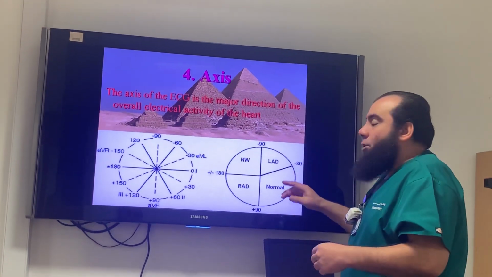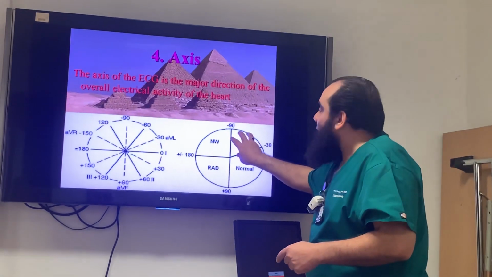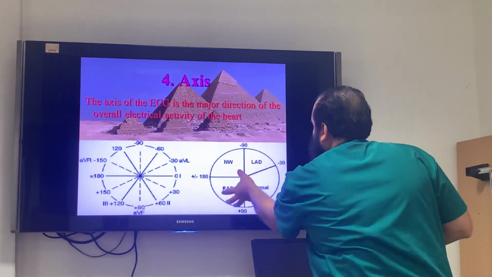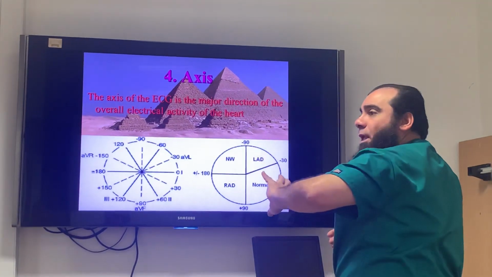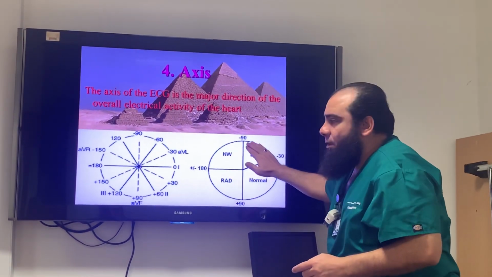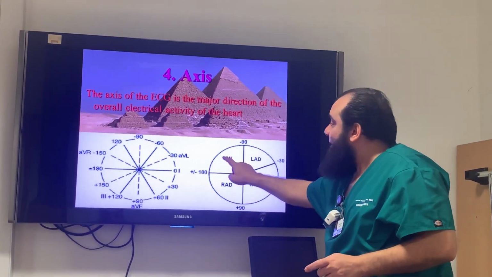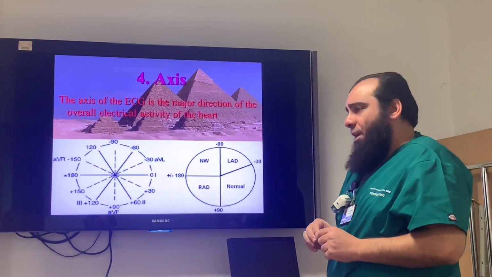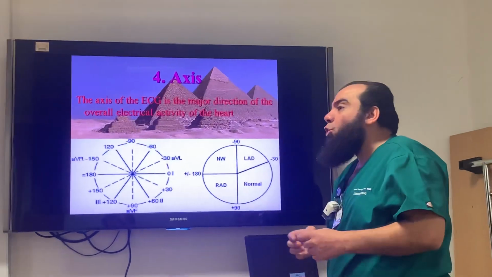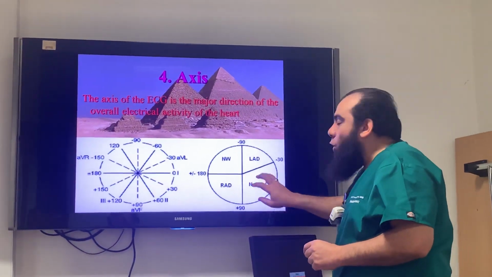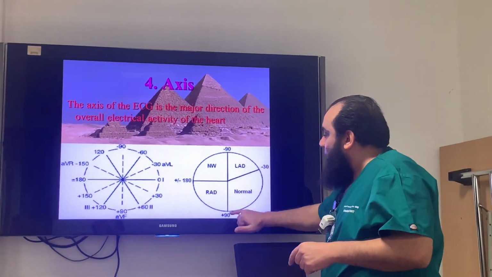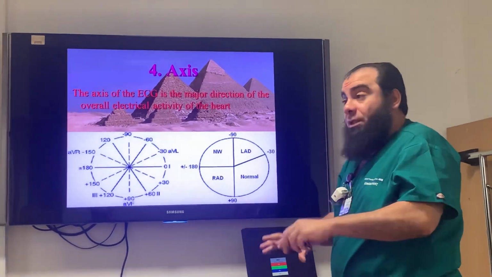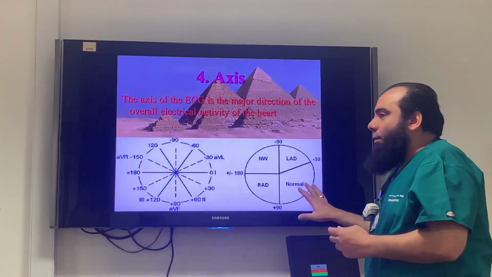If the major direction goes in that quadrant, it is left axis. Why is it left axis? Left, right, move it like a clock. So left axis going to the right axis, and if it came to that one, we call it indeterminate axis. Some people call it extreme axis deviation, or indeterminate means they don't know what it is. Normally the axis is between -30 and +90. Just keep that in mind. It's not significant for me to diagnose it. I'll make it simple.